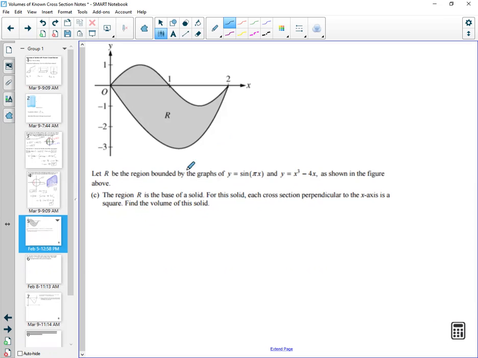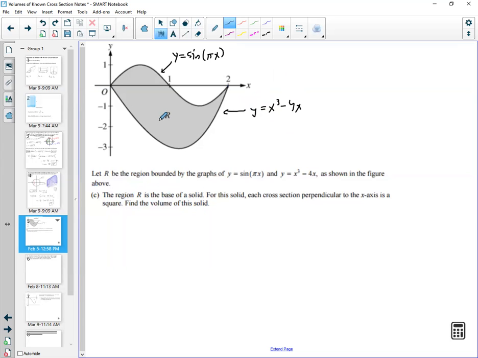In this one, it says let R be the region bounded by the graphs of sine of pi x and x cubed minus 4x. You should know that this curve that starts at 0 and goes through 1 and goes to 2 is sine of pi x. Since this is a calculator question, you could punch all this up in your calculator and graph them and see which is which. Y equals x cubed minus 4x. So we know which is which.